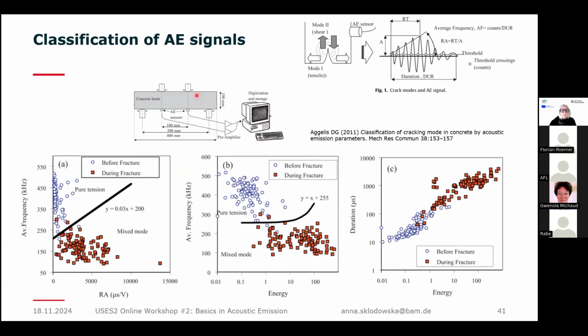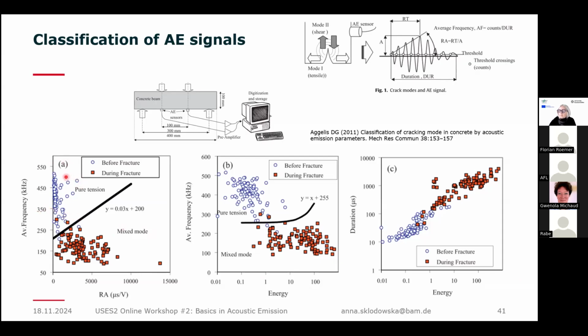So this is an example from the 4-point bending test. And it was shown that there are parameters showing high sensitivity to fracture pattern. And these are the average frequency, rise angle, this angle again, energy and duration. So as you can see, the tensile mode of crack, which includes opposing movement of the cracks, results in, again, short rise time and higher frequencies.